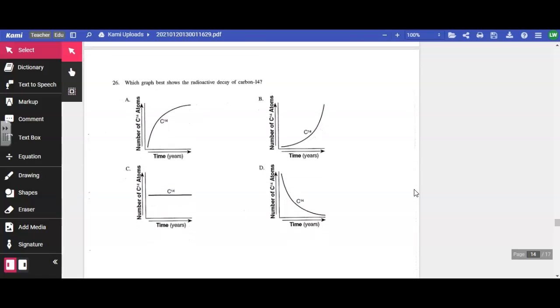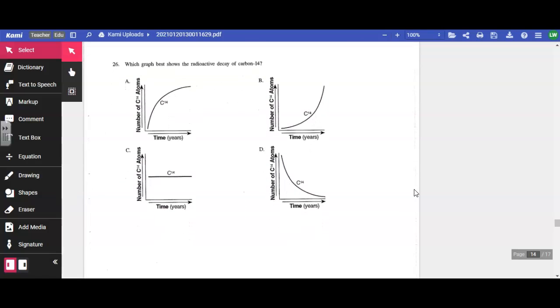Number 26. Which graph best shows the radioactive decay of carbon-14? Okay, so which one is going to show how that carbon-14 decays over time? Think about decay.